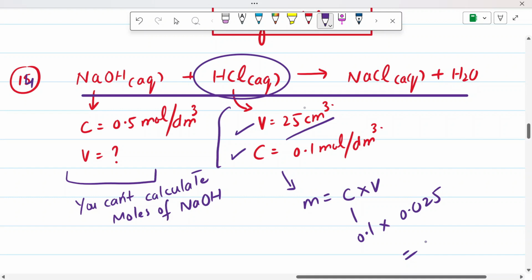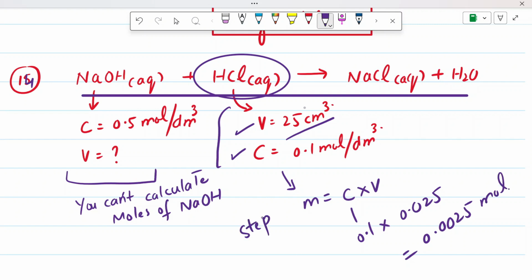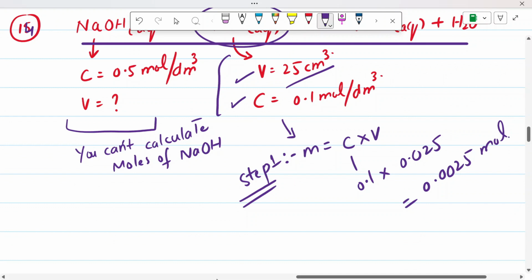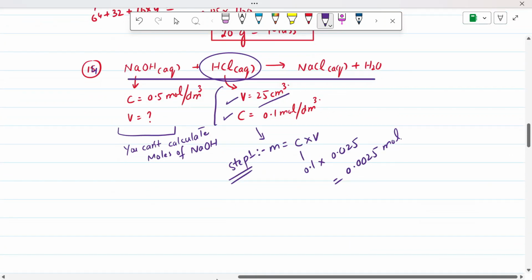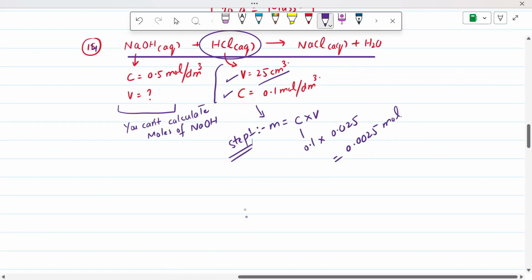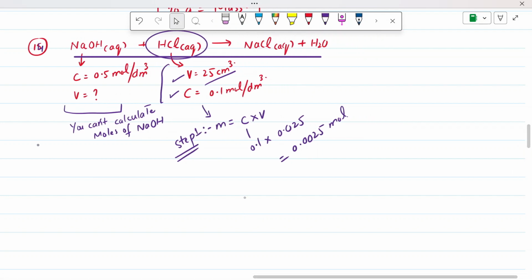I got 0.0025. I'm gonna check it again. 0.1 times 0.025. Yeah, that is 0.0025 moles. So here we have step 1. Step 1, always start by calculating the moles. Now, what are you gonna do in step number 2? Mole ratio. Okay, take the mole ratio in step 2. So here we have step 2.